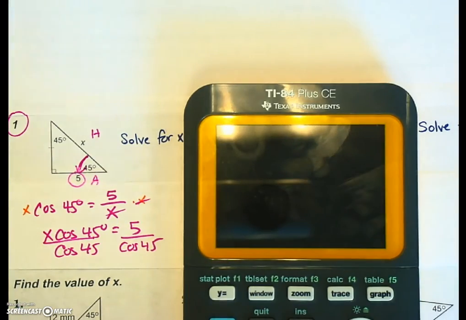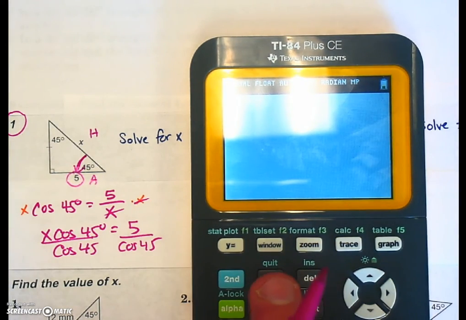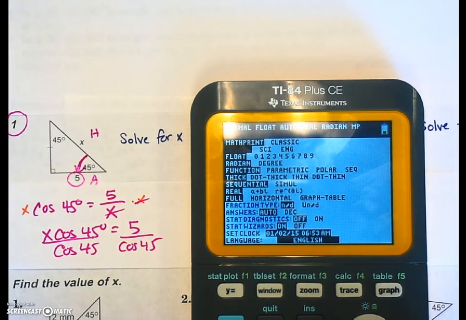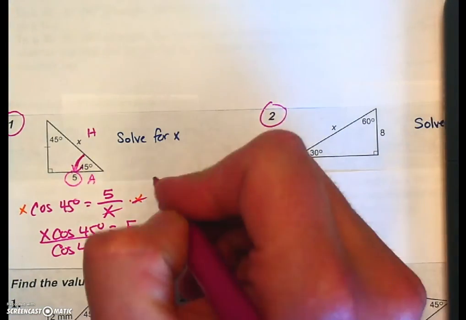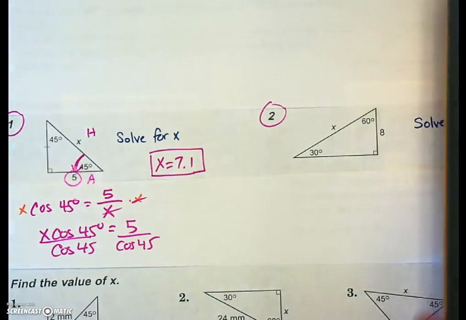You do need to make sure that your calculator is in degree mode. So right next to the second button here, if you press the mode button, you'll notice you've got all these different modes in here. You want to go down to the third one and make sure that it is in degree mode, because we are doing things in degrees. So I'm going to quit out of that, and now I'm just going to go 5 divided by the cosine of 45, and I get 7.07 or 7.1. I'm just going to round it off. So x is 7.1, and that's my answer there.